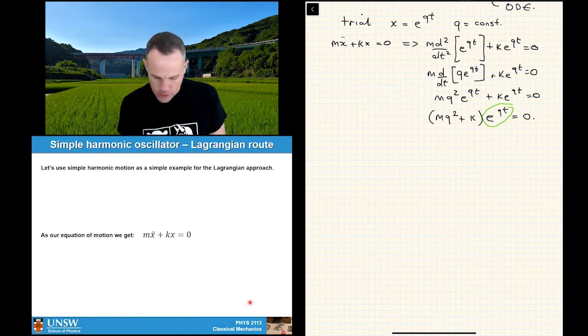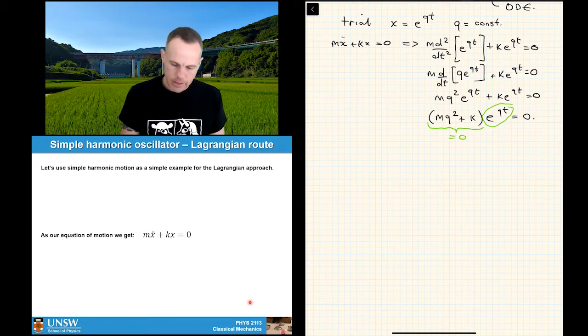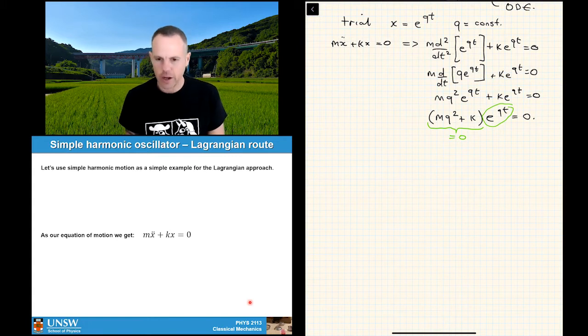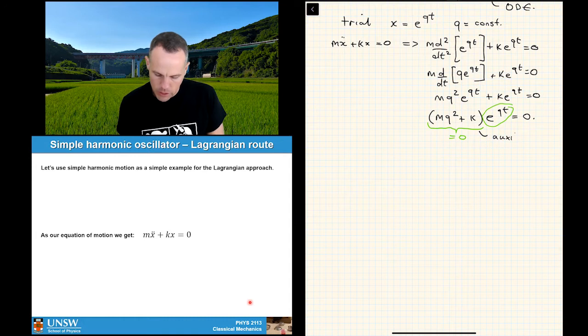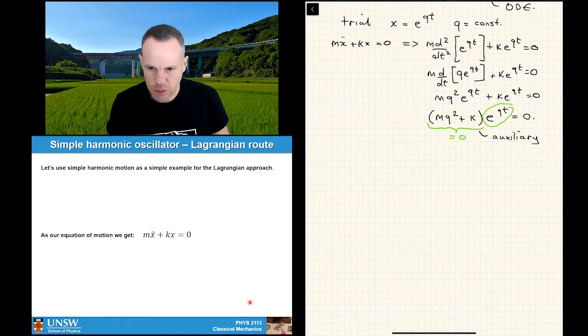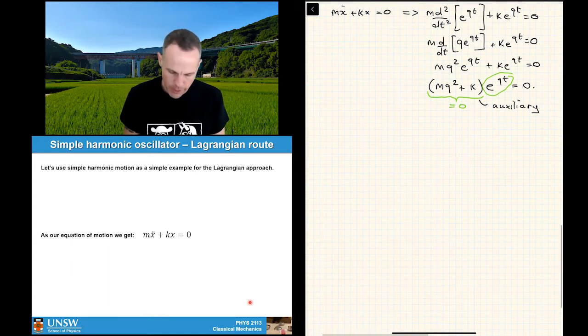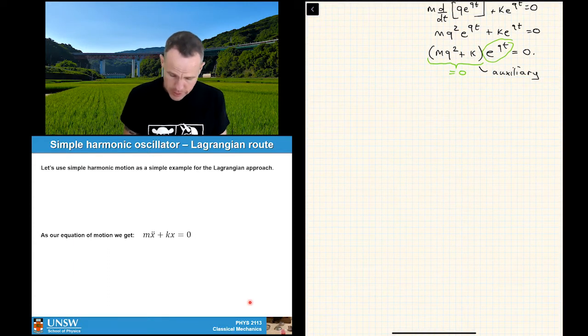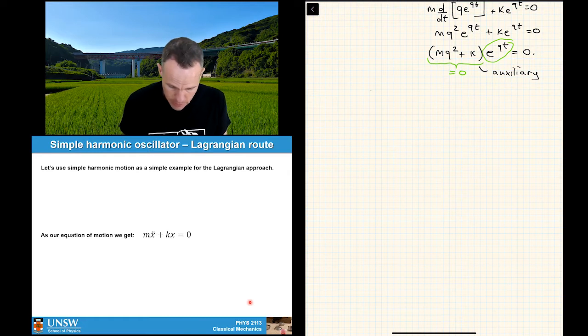The other way to go to 0 here is to basically take this prefactor and make it 0. This is a really common thing, and we do it so often that this equation up front usually has a name. We call it the auxiliary or sometimes the subsidiary equation, depending on which book and which course you're working in. So we want to solve this thing. We basically want mq squared plus k equals 0.